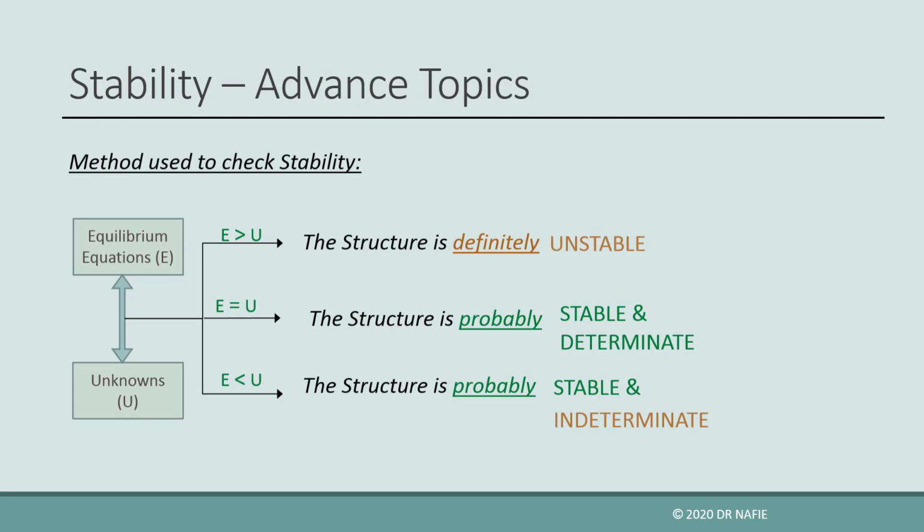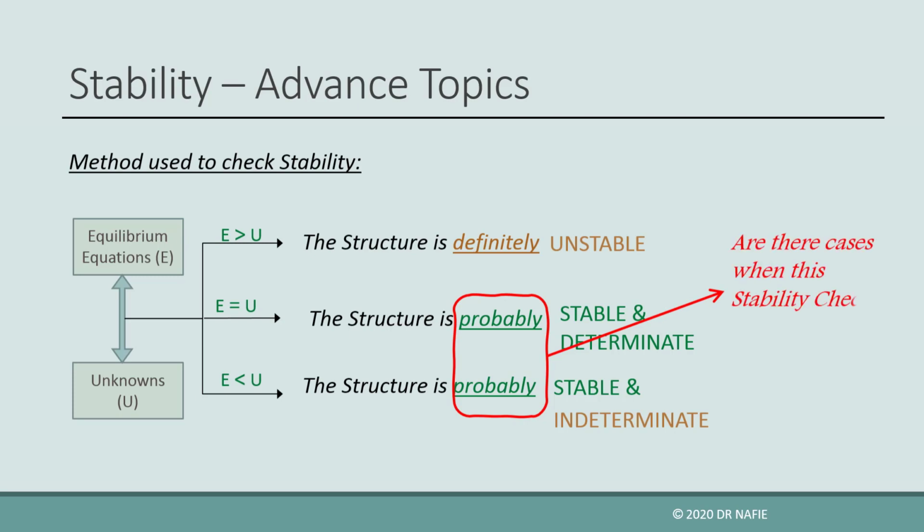structure is probably stable. So why do we say probably stable? Why do we have doubt about the stability of the structure, although the comparison between the unknowns and the equations indicates that the structure is stable? Are there cases when this stability check will not work? In this video, we will show cases where the numerical stability check will indicate that the structure is stable, but in reality, it is not.